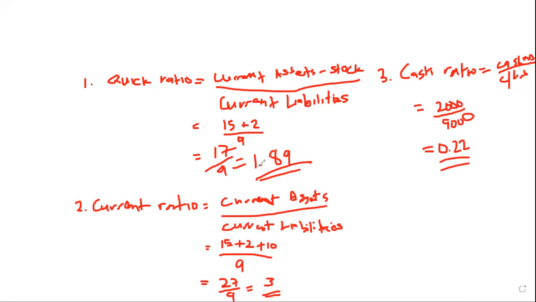Here, on current assets, the 17,000 is good enough to pay at least 1 times and maybe 89%. Current ratio, you are able to pay the 9,000 even 3 times. So that's what it means.